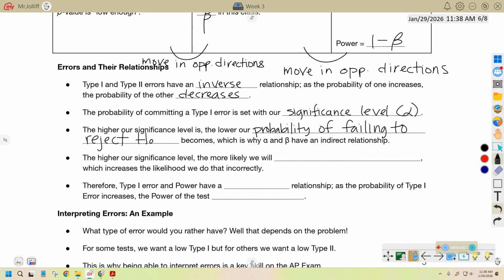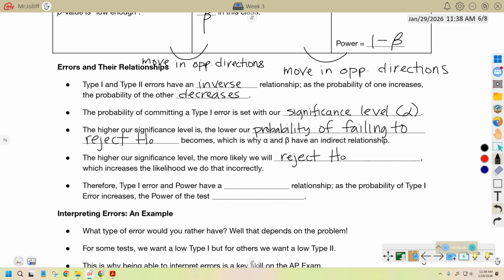Next one, higher significance level, the more likely we will be to reject the null. Because remember that alpha is the probability that I am landing in that tail. My sample ends up in that tail and I reject. So the bigger my tail, the more likely I am to reject the null, which means the more likely I am to do that incorrectly.